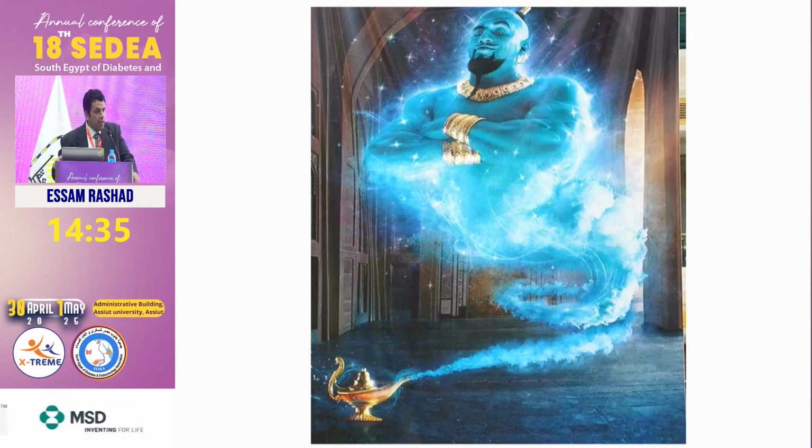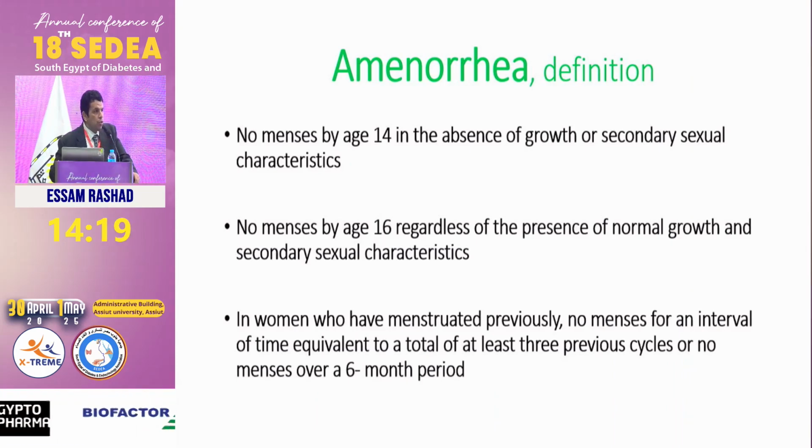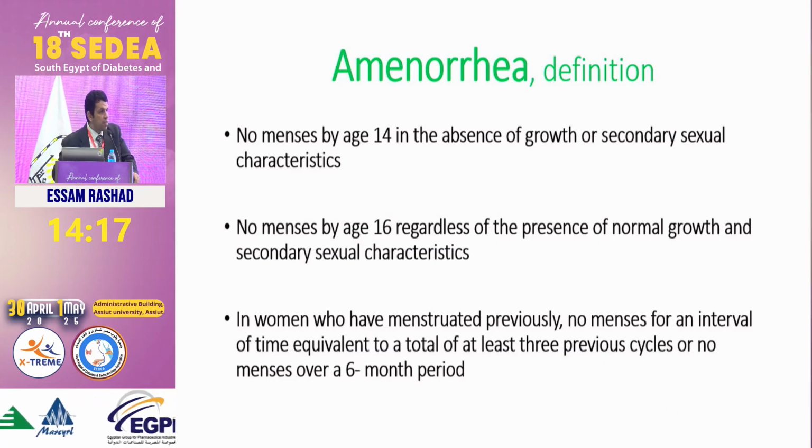Being asked to talk about a complex topic like amenorrhea in 15 minutes is just like being asked to put the genie in the lamp. That's really a difficult job, but I'm going to do my best. So what does amenorrhea mean? Amenorrhea is a Latin word meaning: A is absence, men means monthly, and rhea means flow. So amenorrhea means absence of monthly flow.